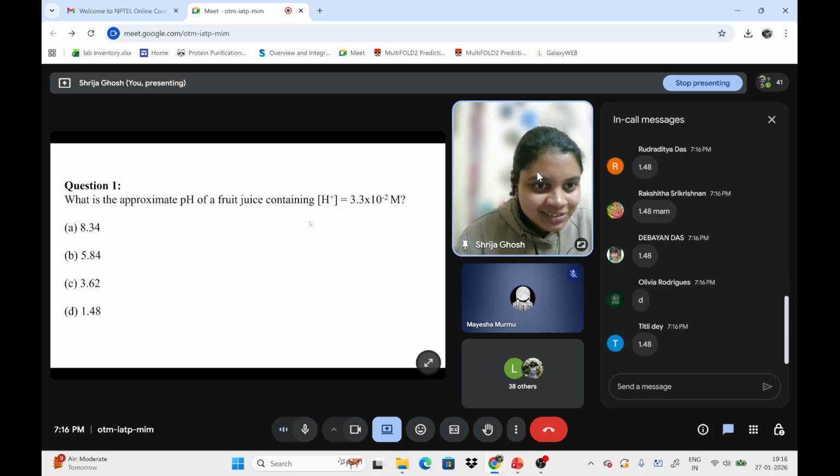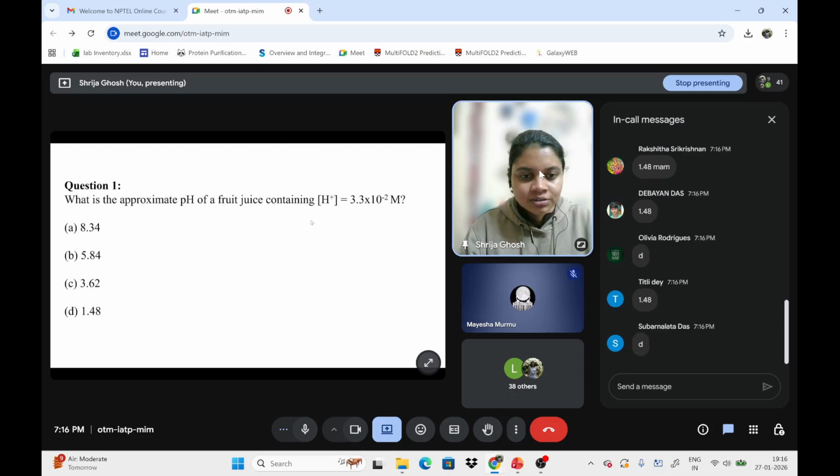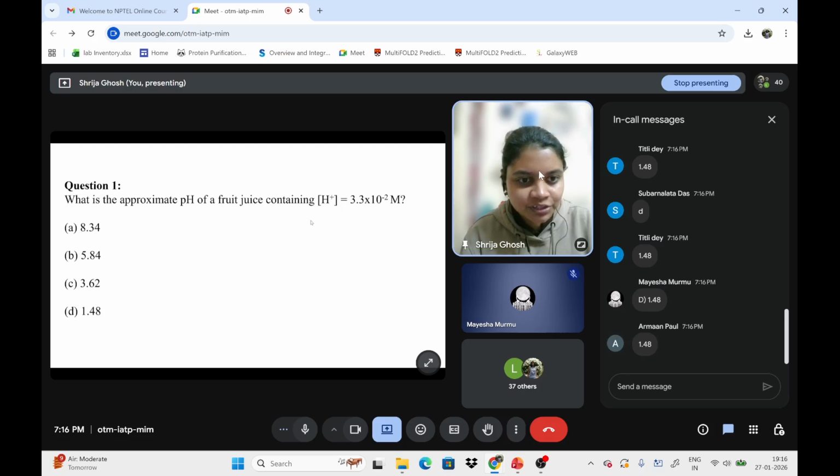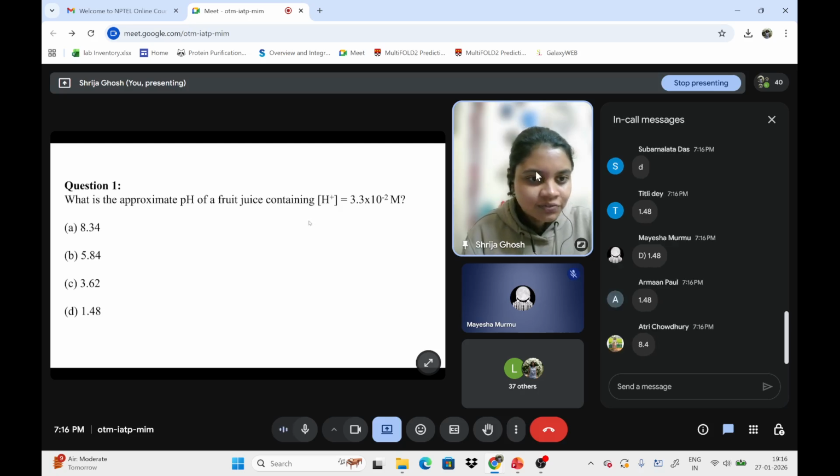One person has answered option C. Someone has answered option D as well. Okay, I'll wait for one more minute for others to solve it as well. All of you, please try to solve it. Most of you are agreeing with option D as the answer, 1.48. There are two people now who have gotten 8.4. Okay, we'll see.